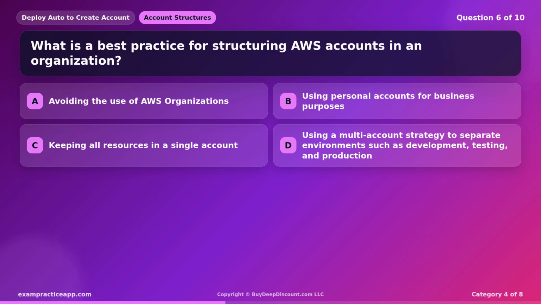Take a moment to choose your answer. The correct answer is option D. Using a multi-account strategy to separate environments such as development, testing, and production. Explanation. A best practice for structuring AWS accounts is to use a multi-account strategy to separate environments such as development, testing, and production, enhancing security and management capabilities.